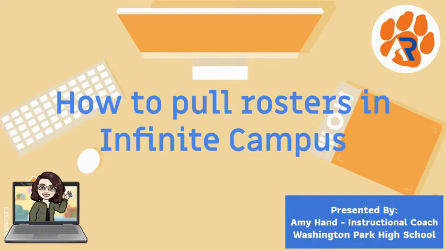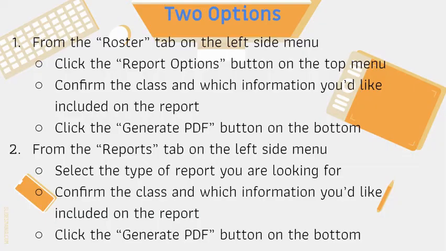Hi there. In this video, I'm going to show you how to pull rosters and other reports through Infinite Campus. So there's two options for how to pull a report or a roster report. From the roster tab on the left side menu, you can click the report options button at the top and generate your PDF that way. Or you can also go to the reports tab on the left, and then you have options for other types of reports as well.